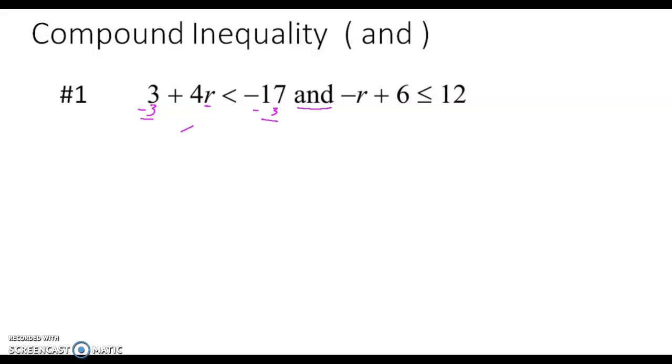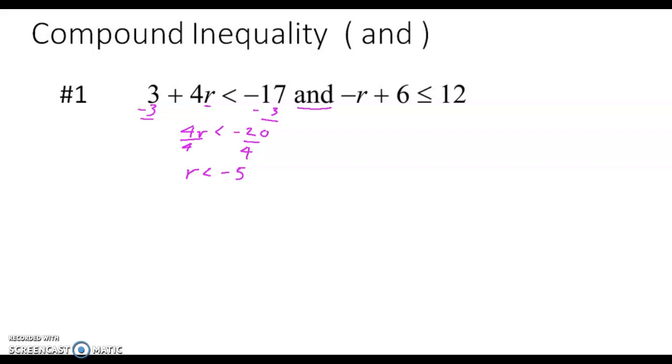So that leaves me with 4r is less than negative 20. I now need to divide by 4. Divide by 4 on both sides. That leaves me with r is less than negative 5. Done with that side for now.